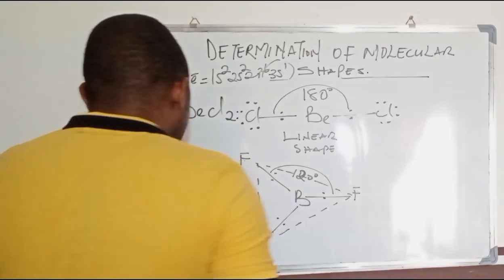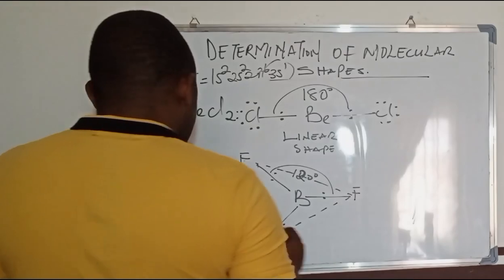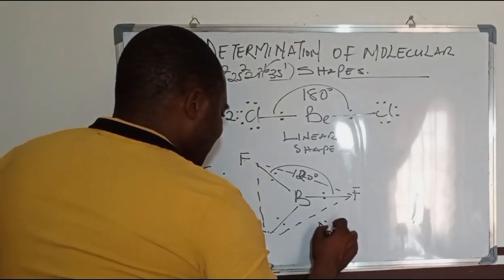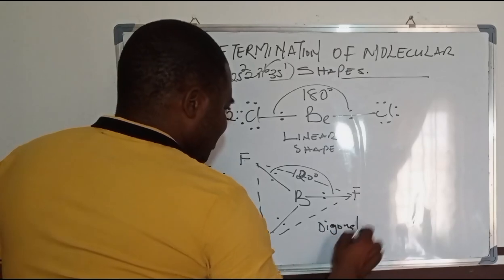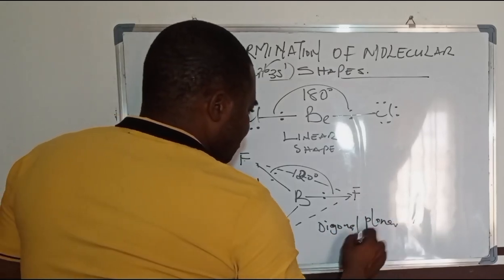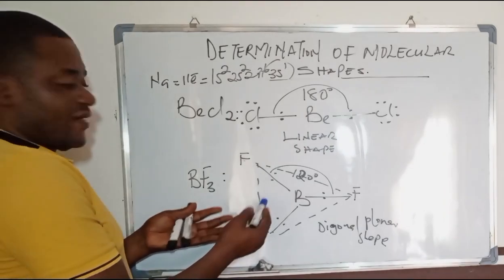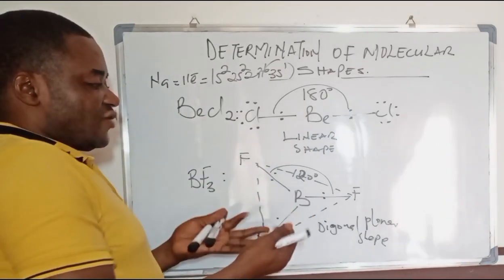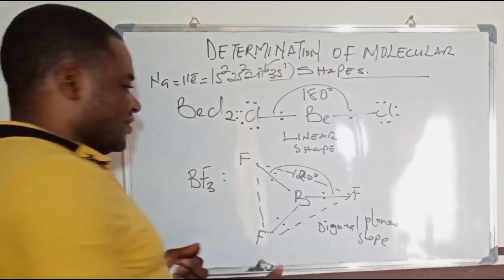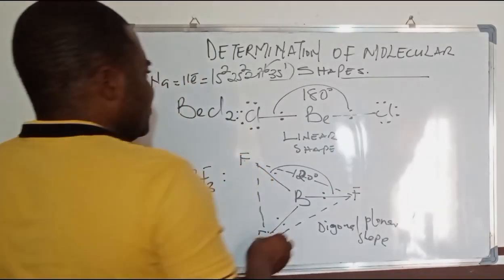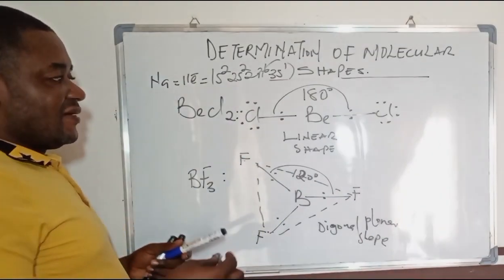So you can simply describe this as a trigonal planar shape, because it looks like the shape is actually lying flat. So it is a trigonal planar shape.